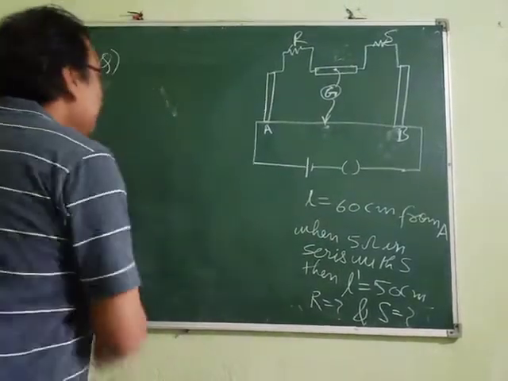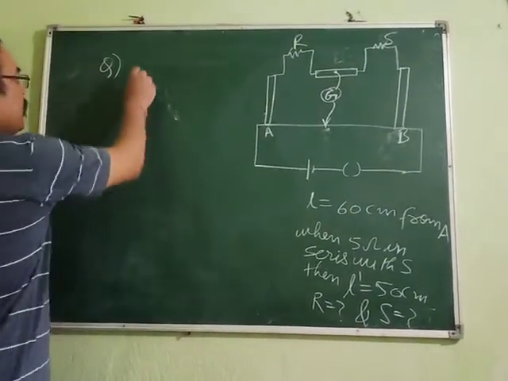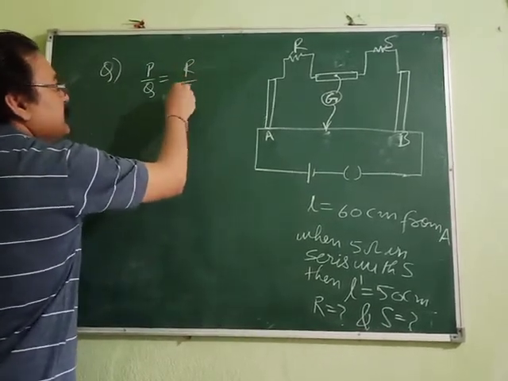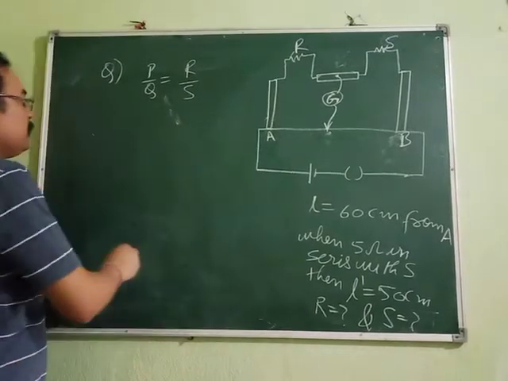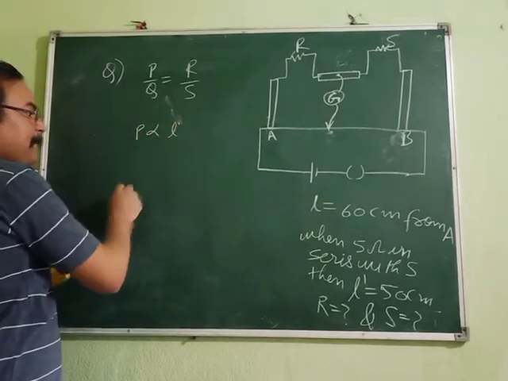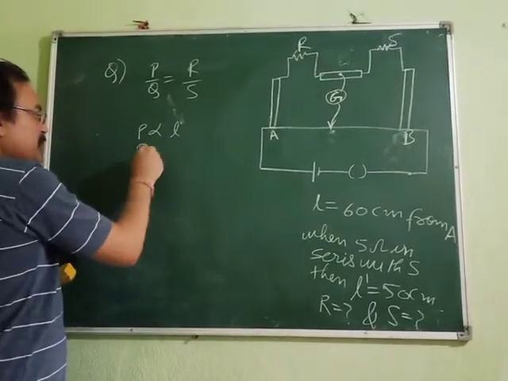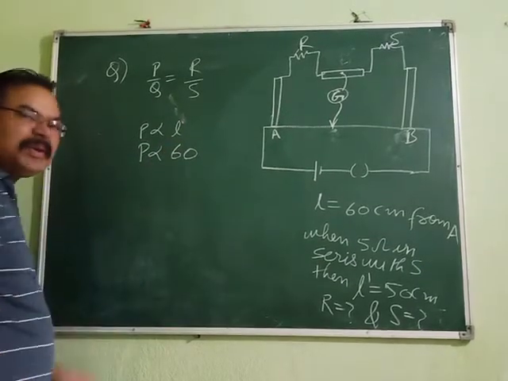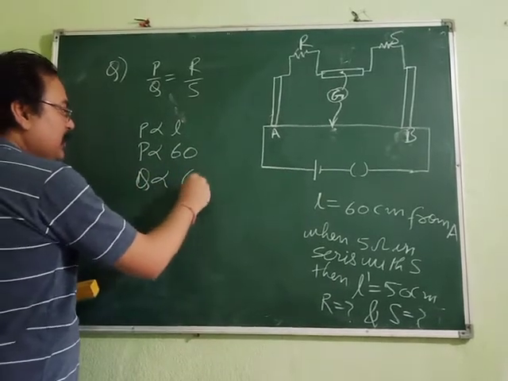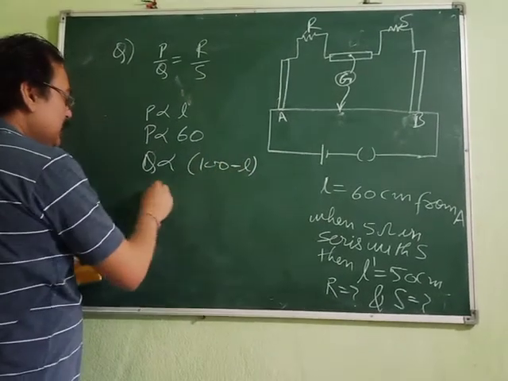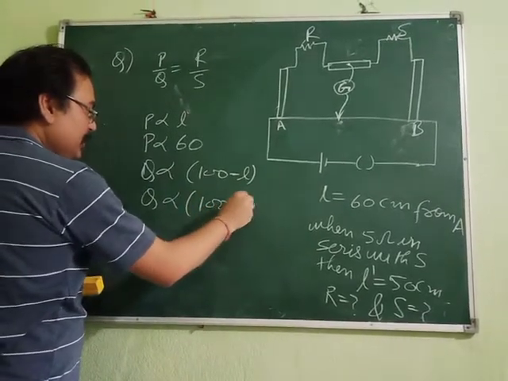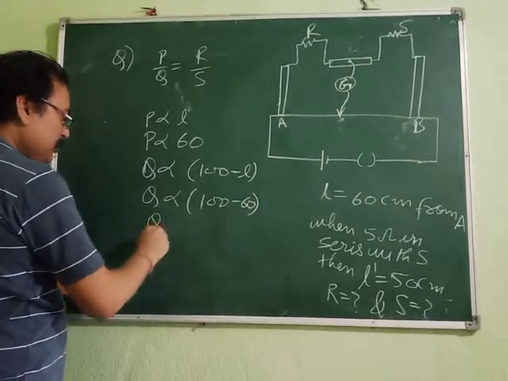So what can we write? P by Q is equal to R by S. Now P by Q, what do we know? P is proportional to L. So that means P is proportional to 60. And in the same way, Q will be proportional to how much? 100 minus L. That is, Q is proportional to 100 minus 60, which is 40.